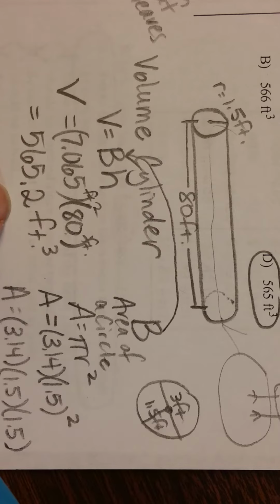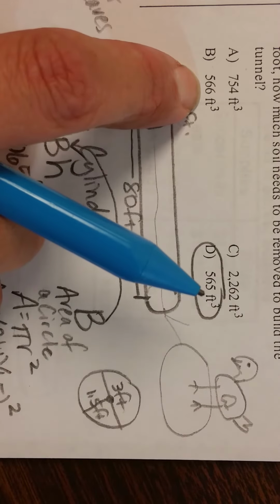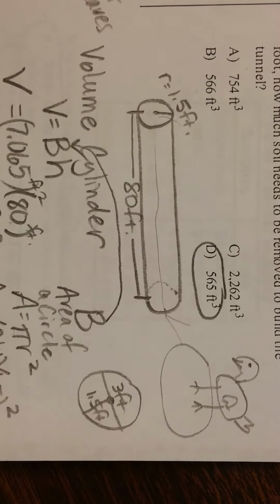Now, my answer might have been slightly different had I used a different number for pi. If I had typed in the pi symbol on my calculator, I might have gotten something closer to this number. But since most of us use 3.14, going with answer choice D.